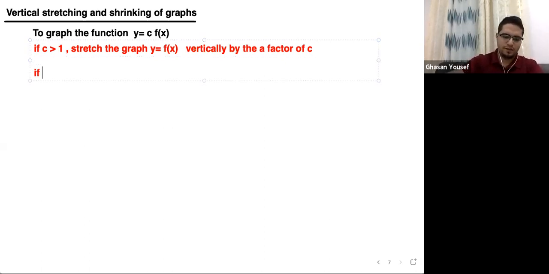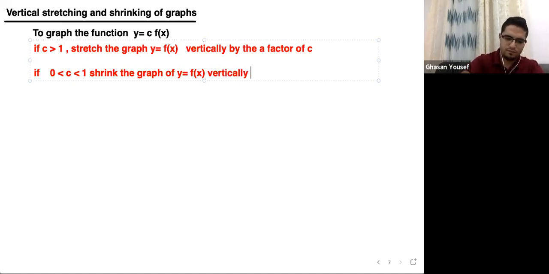But if c is between 0 and 1, if this c is between 0 and 1, okay, we have to shrink the graph of y equal f of x vertically by a factor of c.